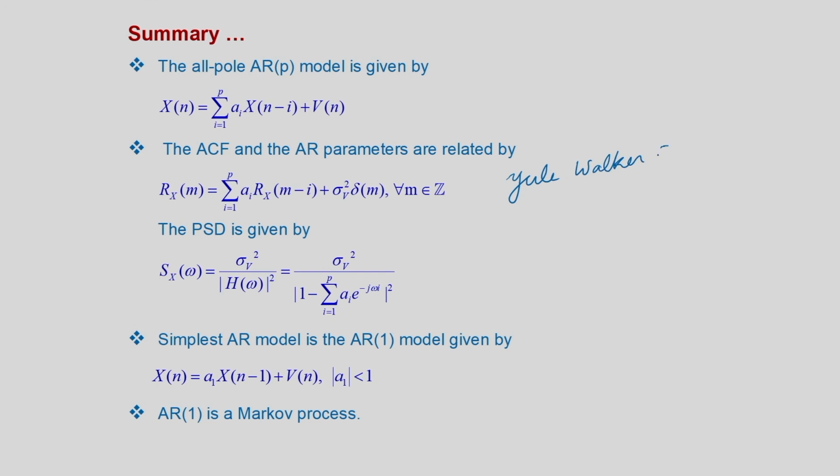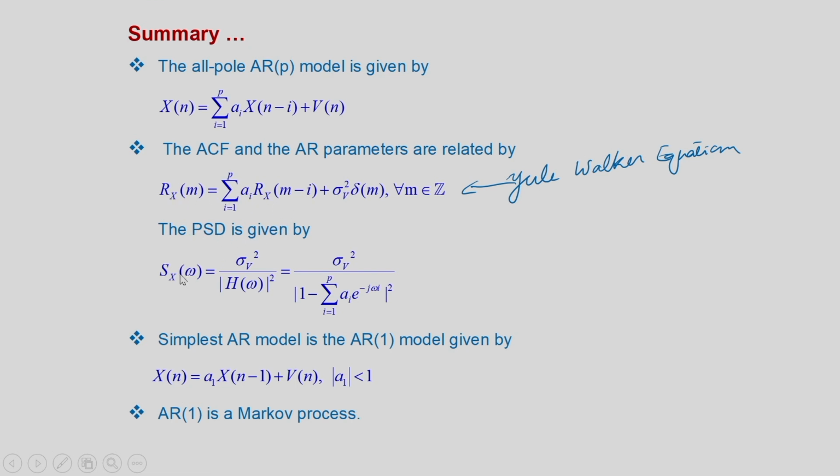These are the Yule-Walker equations, because for different values of m, we will get a set of difference equations in terms of the autocorrelation function. So, that way we will have a number of equations. Suppose there are p parameters, and one more parameter is sigma v square. To solve them, we can consider p plus 1 equations out of them and find those values. And solving those equations is not difficult because they are linear equations.